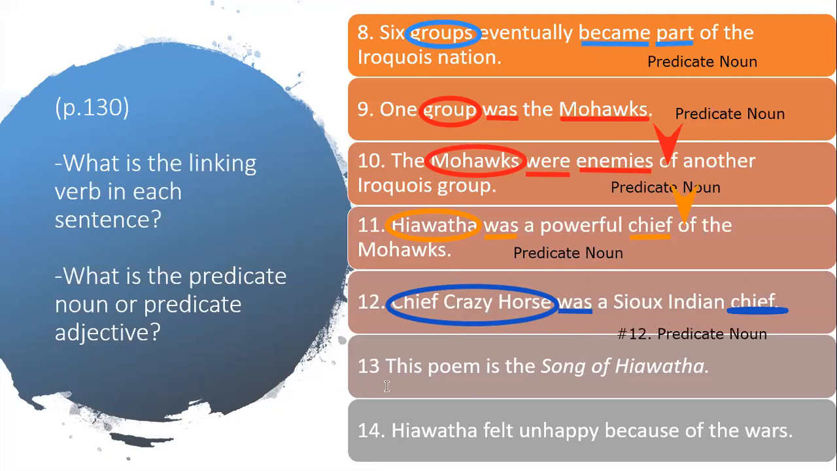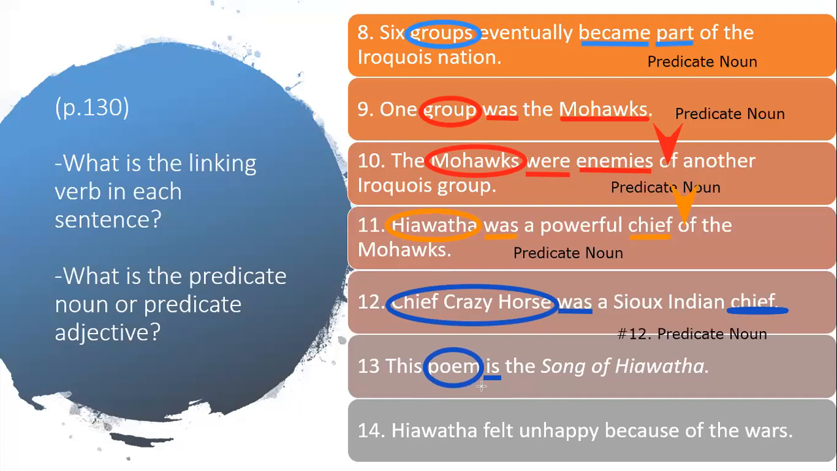Okay. Number 13. This poem is the Song of Hiawatha. Now, we identify, almost done, bear with me, is the linking verb, okay? Then we identify the subject, who or what are we talking about? Poem is what we're talking about, right? I hope you said yes, because it is.